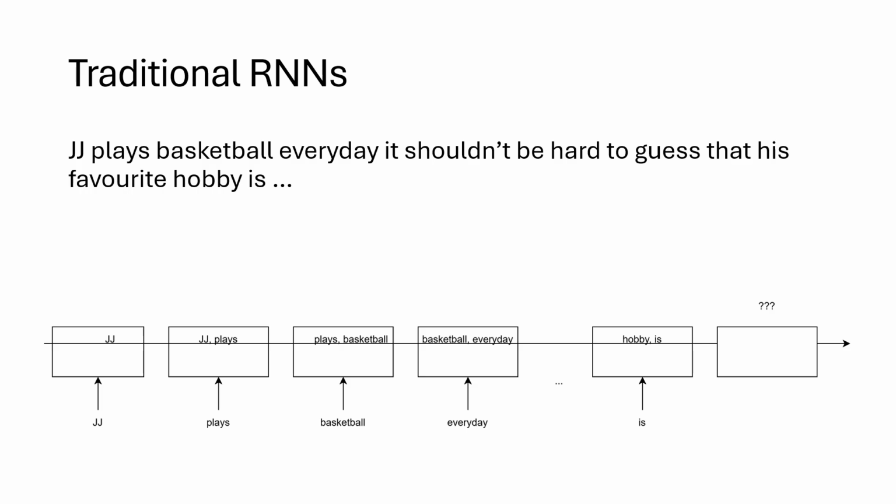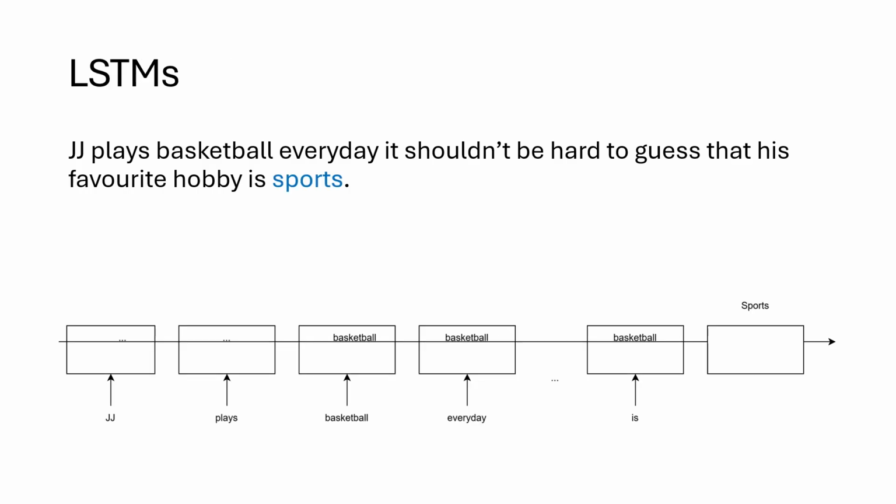For example, if we want to predict the word sports in this context. But an RNN forgets that keyword before it reaches the prediction point. So, for example, let's say it remembers just the previous two words. It'll just remember the words hobby is before it gets to predict the next word here. So how do we solve this problem? This problem is also known as the vanishing gradient problem. And this is solved by introducing LSTMs.